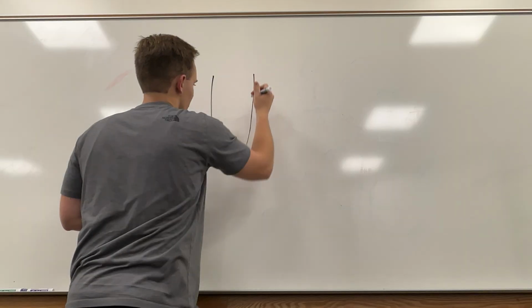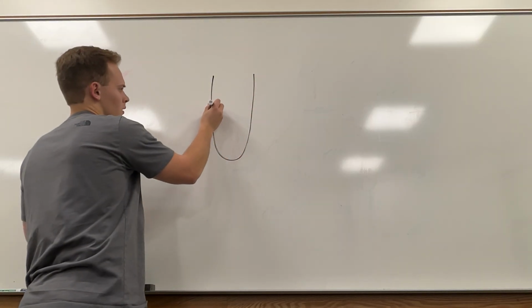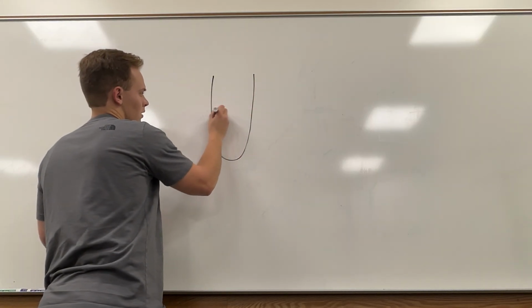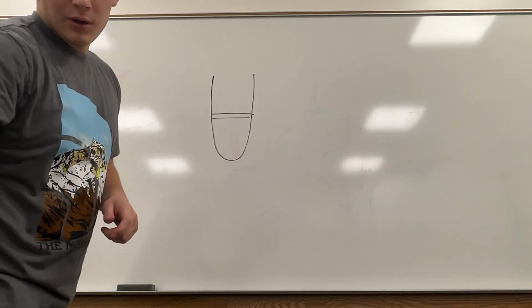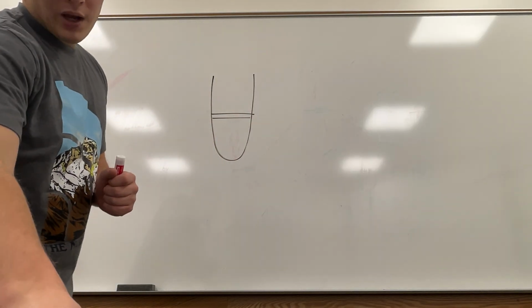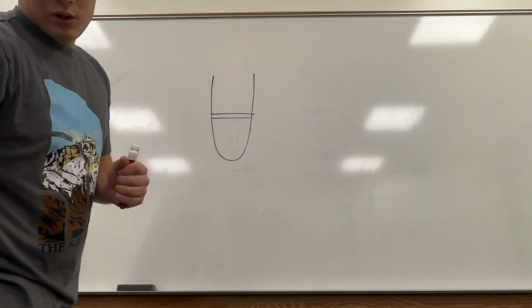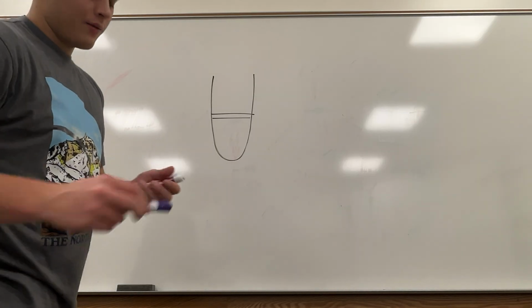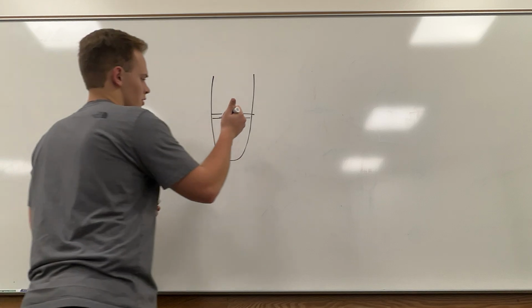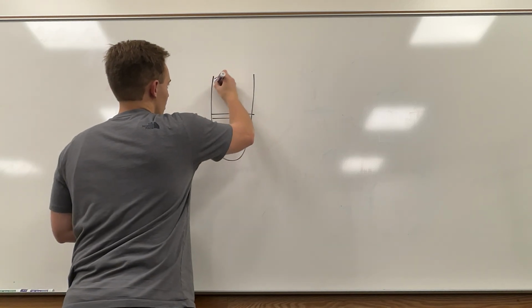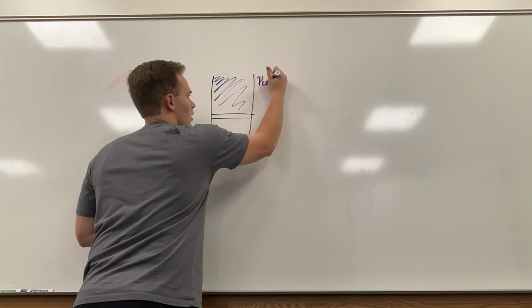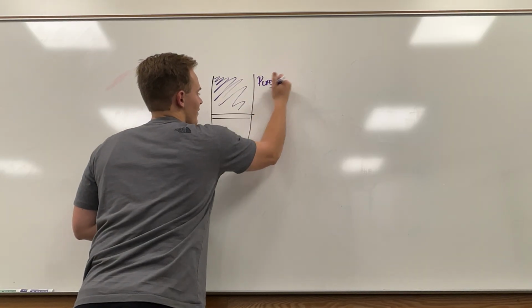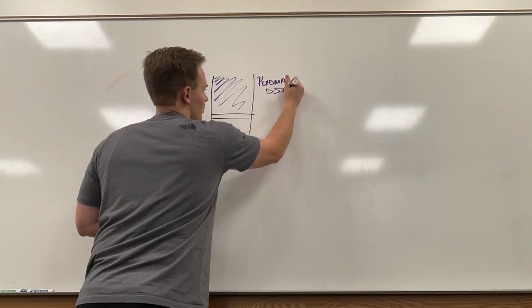Okay, so let's say we have a vial of blood. Let me grab a few different colors here. So we have our vial of blood. A vial of blood is made out of a few different things, okay? So first up here, you have what's called your plasma. Plasma is going to take up about 55% of blood volume.